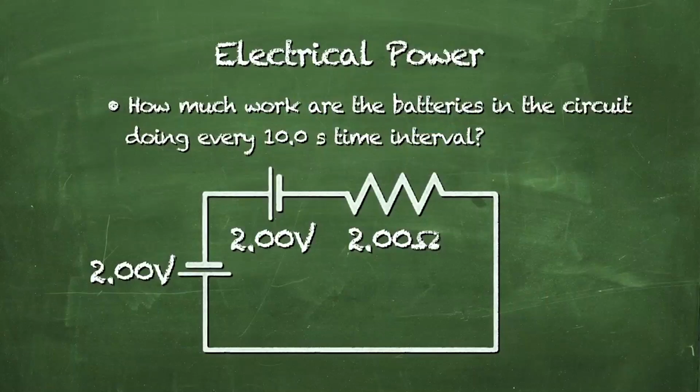Let's work another example. How much work are the batteries in this circuit doing in every 10-second time interval? Now, since we have work and time, that suggests power, because remember that power is equal to work done divided by time. So draw your diagram, list all your knowns and unknowns, and get started on that question, please.